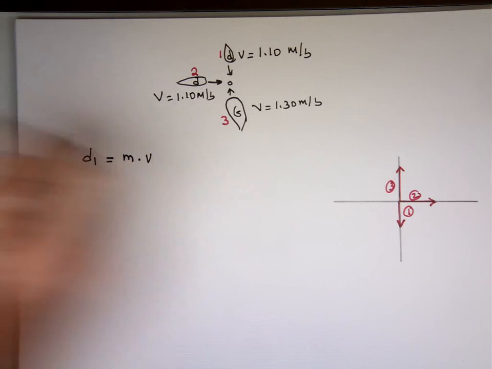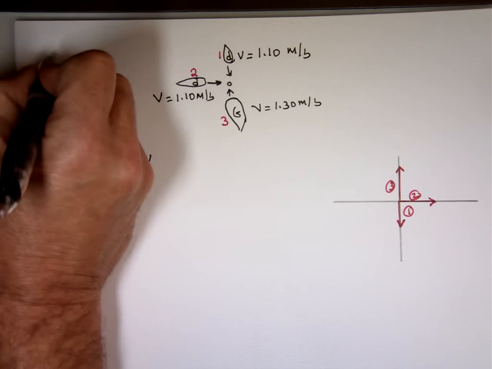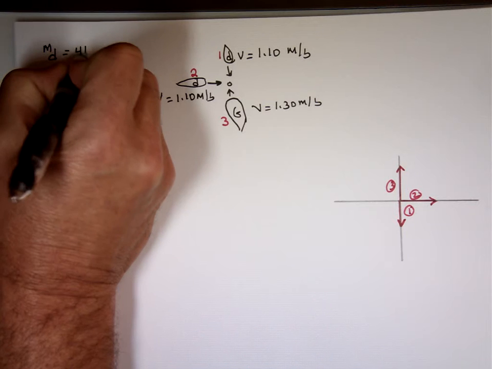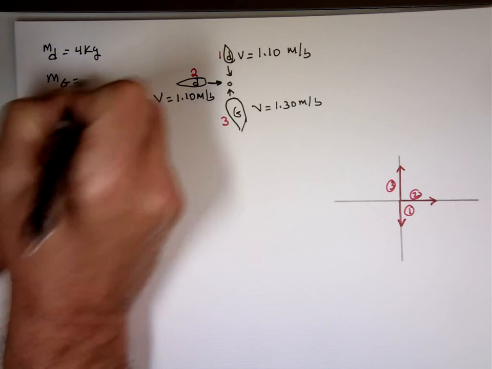Do we know the mass of each duck? Somewhere the mass is given. I just have to hunt it down. The book says 4 kilograms, and the goose is what, 9? The mass of the duck is 4 kilograms, and the mass of the goose is 9 kilograms.